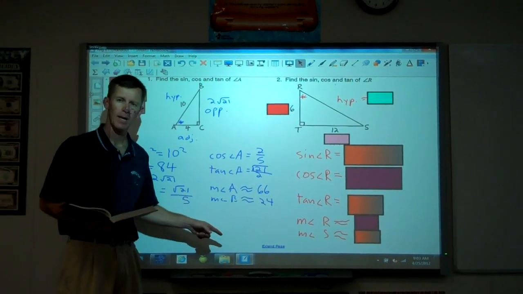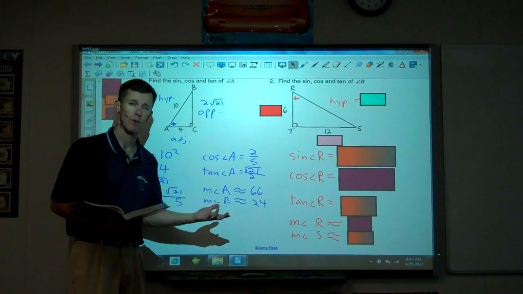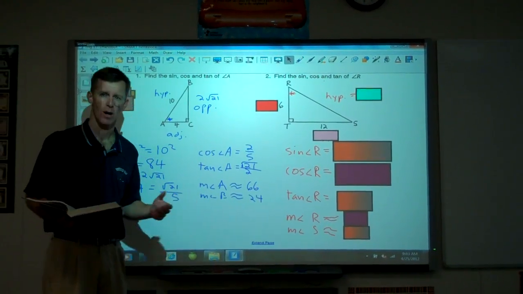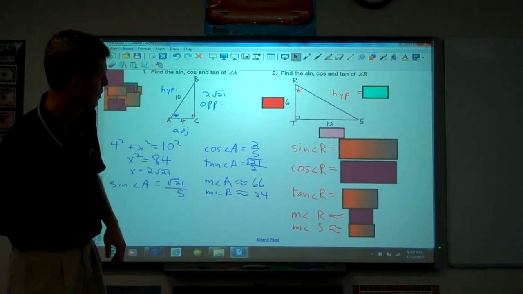How do I get angle B? I don't have to use the table for that. I just subtract 66 from 90, because we're talking right triangles here. So the two non-right angles, obviously, are complementary and add up to 90. So 90 minus 66 is 24.